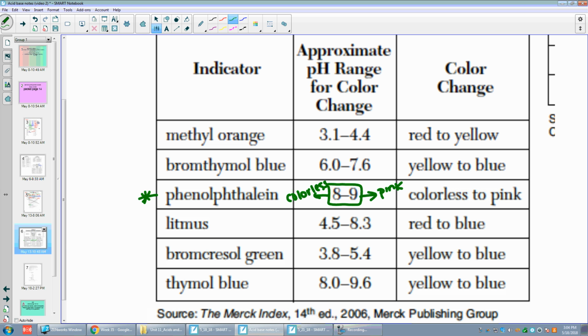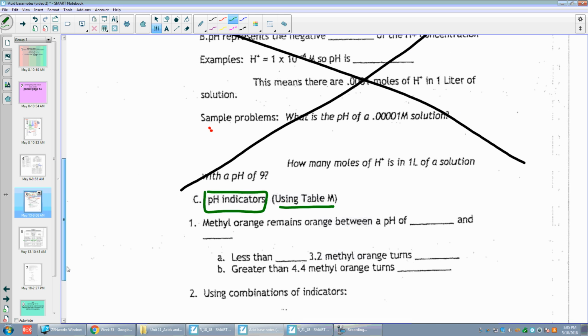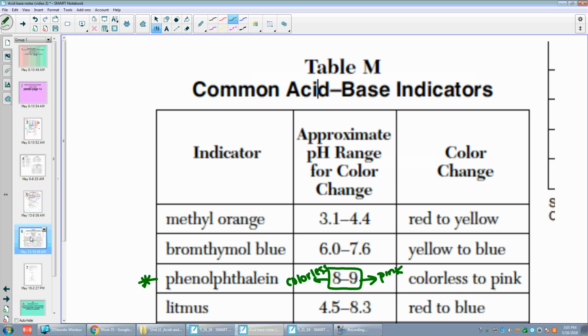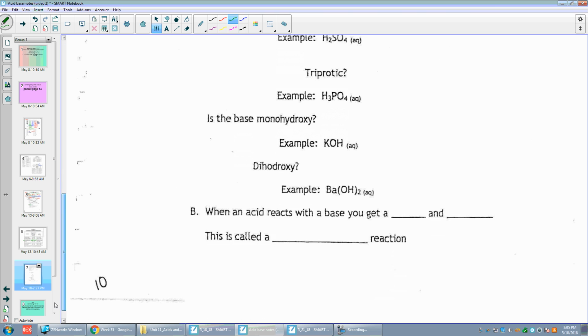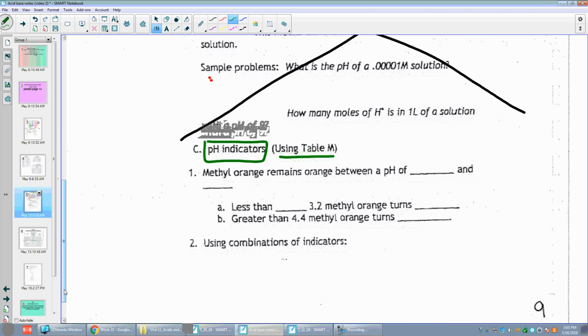So every time it says colorless to pink, yellow to blue, it means below the pH range is the first color, above the pH range, it is the second color. So if I'm looking here, it asks me about methyl orange, I believe. Methyl orange, it says remains orange between a pH of. So I just go here, and I say, well, methyl orange, it's orange between 3.1 and 4.4.